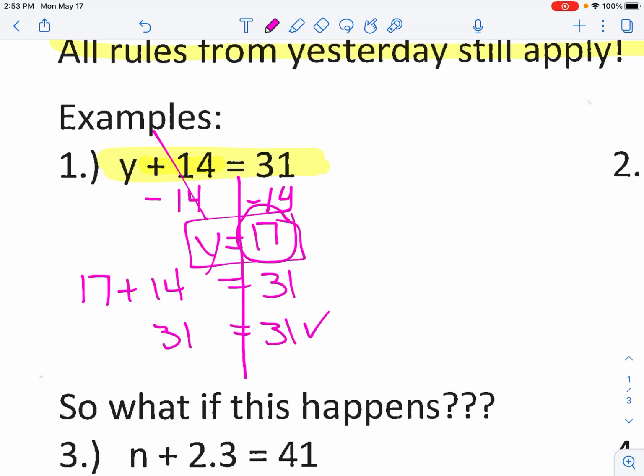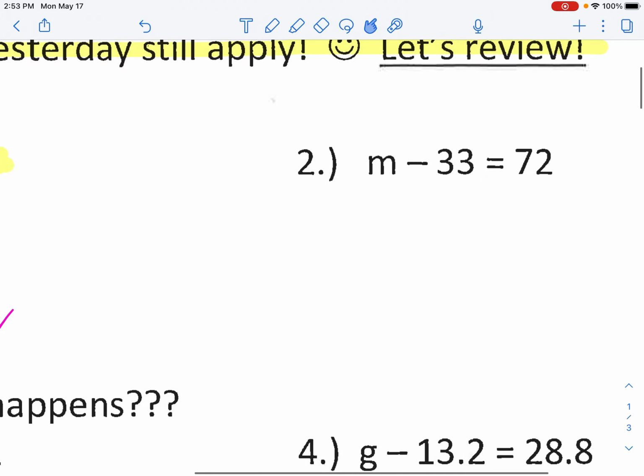Remember that every problem of solving a one-step equation should have 4 lines. The first line is showing your inverse operation. Your second line, you box your solution. The third line is substitution, and the fourth line is your check. Inverse operation, solution, substitute, check.